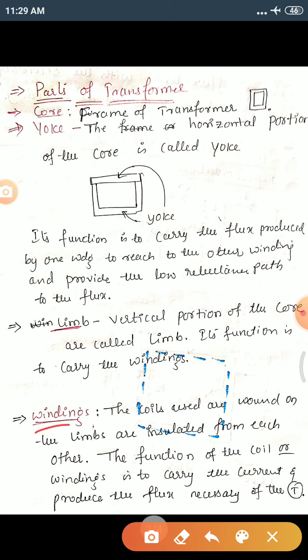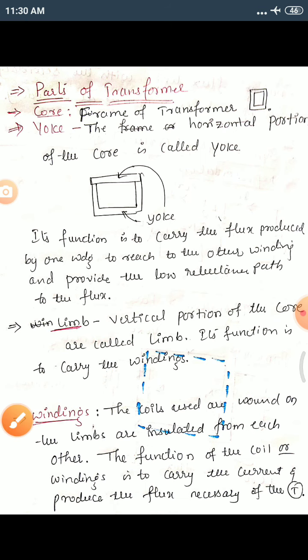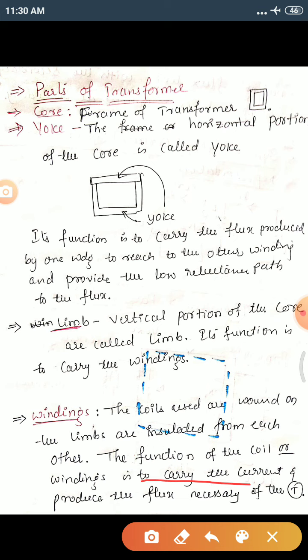Next, windings are nothing but your coils. The coils used are wound on the limbs and are insulated from each other. Remember, the coils we use have to be insulated from each other. Its function is to carry the current produced by the flux of the transformer.